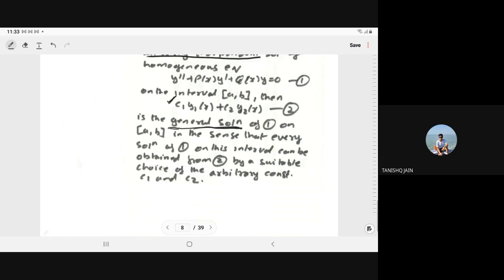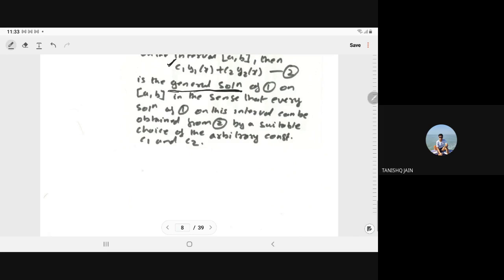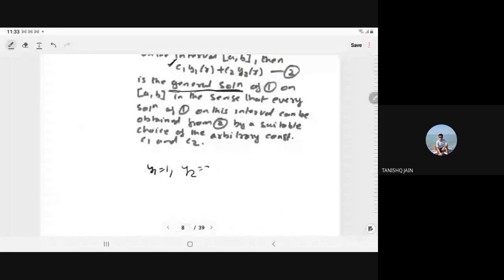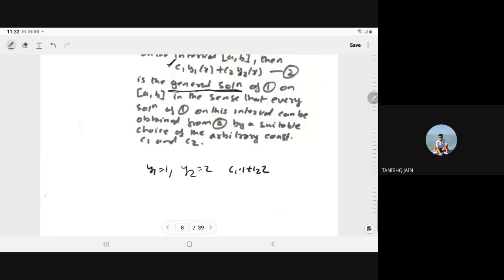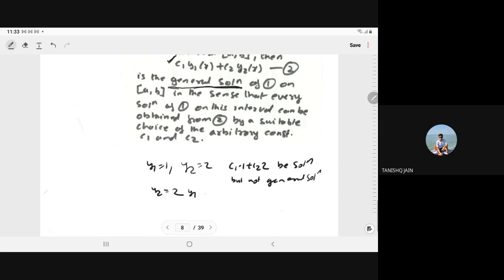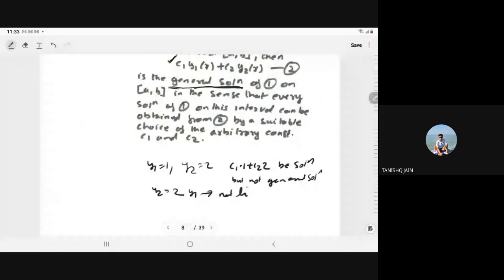For example, if I have any differential equation and y1 is equal to 1, y2 is equal to 2, then c1 into 1 plus c2 into 2 would be a solution, but not the general solution. Why not general solution? Since y2 is a constant multiple of y1, meaning not LI.